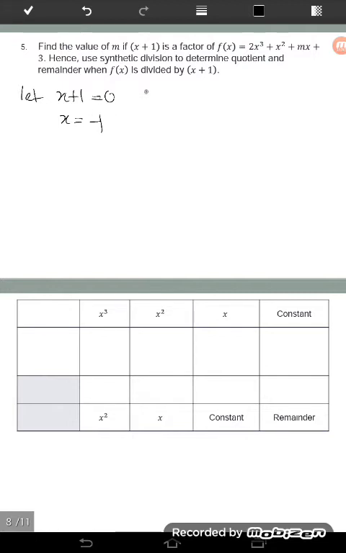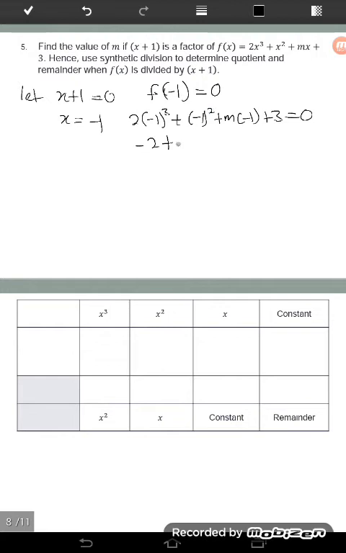Okay, so f(-1) is equal to 0. So 2 times negative 1 to the power of 3, plus negative 1 to the power of 2, plus m times negative 1, plus 3 is equal to 0. So negative 1 to the power of 3, negative 1 times 2, negative 2. And here plus negative 1 to the power of 2, positive 1, plus m times negative 1 becomes negative m. And here plus 3 is equal to 0.